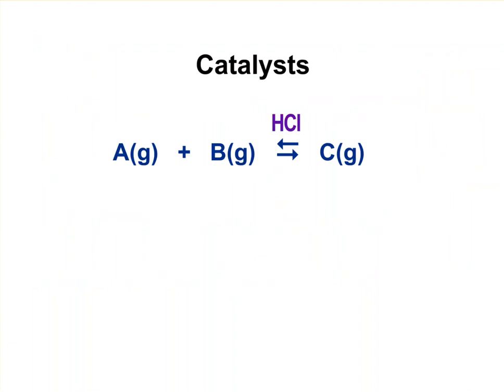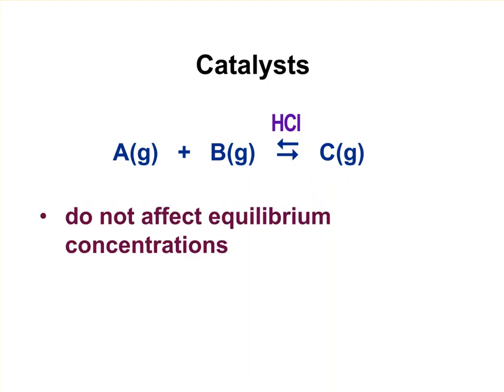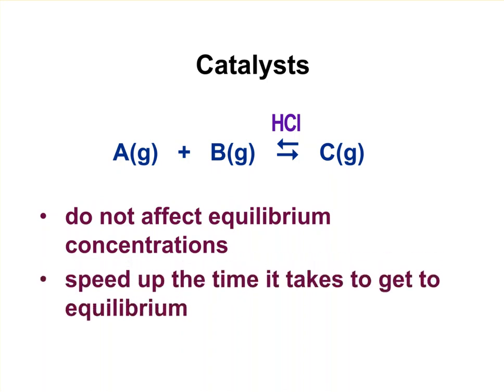And then about catalysts. Catalysts can be shown over the arrow or under the arrow, but they apply to both reactions, the forward and the reverse, equally. So catalysts don't change the equilibrium concentrations. All they do is change the time it takes to get there. You can get to equilibrium faster if you have a catalyst.